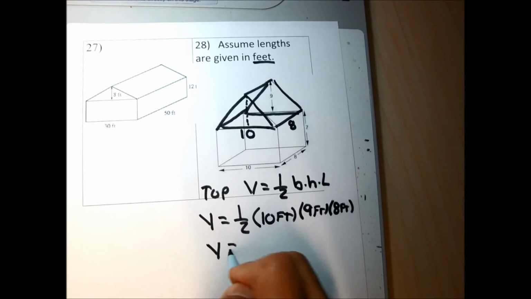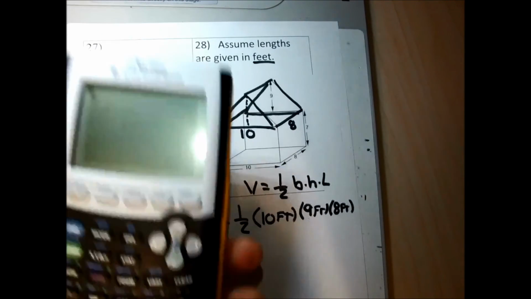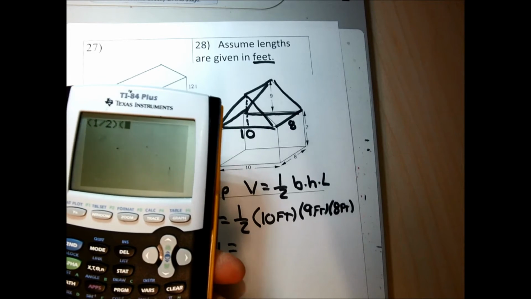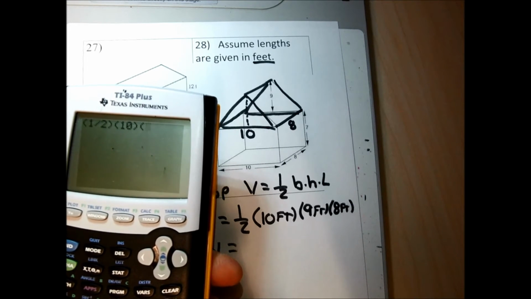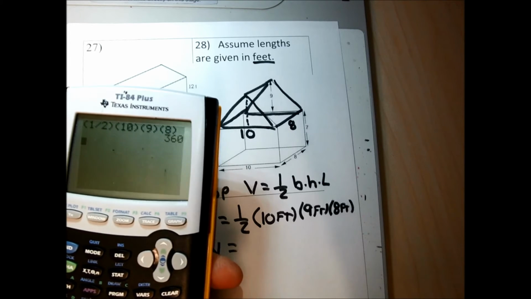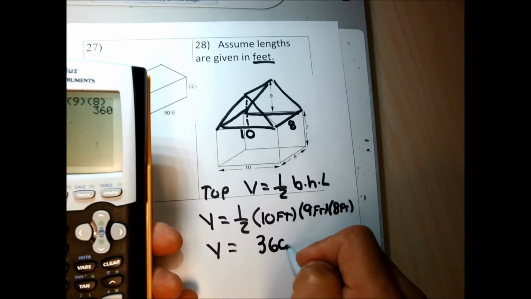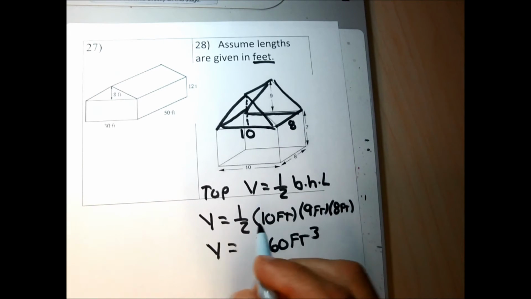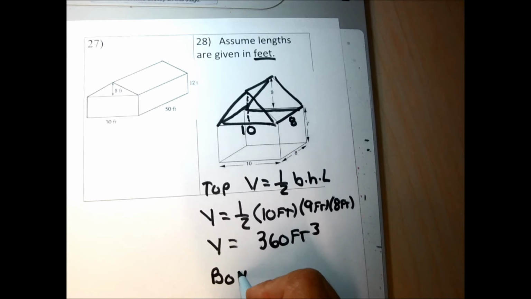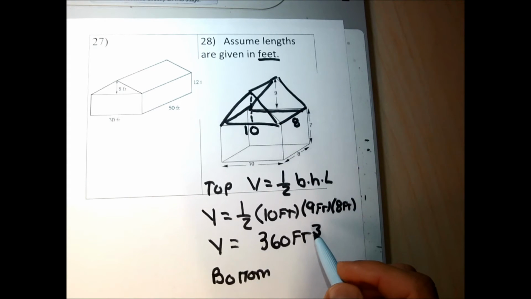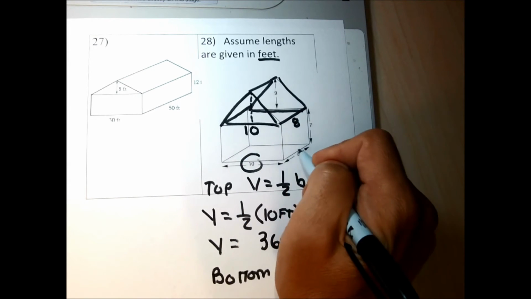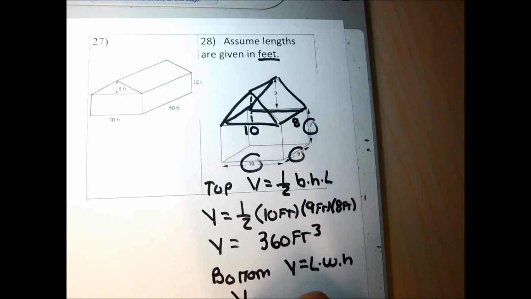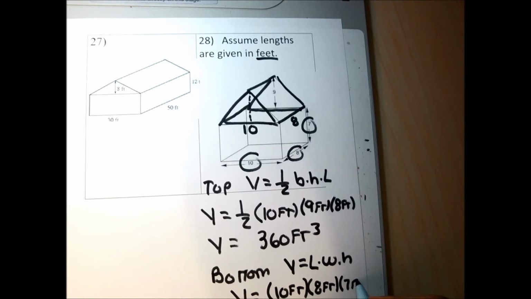So the top of this is going to be 1/2 times 10 times 9 times 8, which is 360 cubic feet. The bottom is just a rectangular prism, and the volume is the length times the width times the height. And when you have a rectangular prism, as long as you multiply the 3 individual lengths, it doesn't matter what you call length and width and height. So it's going to be 10 feet times 8 feet times 7 feet.